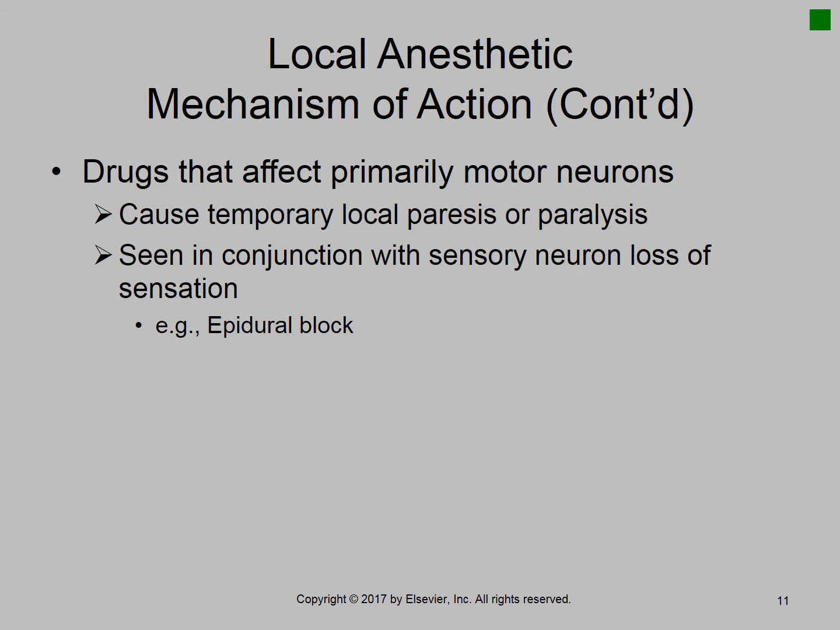These are drugs that can also affect primary motor neurons, and as a result, they will cause temporary local paresis or paralysis. The limb just won't work. Not only does it deaden or block sensory neurons, it'll also block associated motor neurons. And we have seen this in conjunction with sensory neuron loss of sensation, such as when we perform an epidural block.